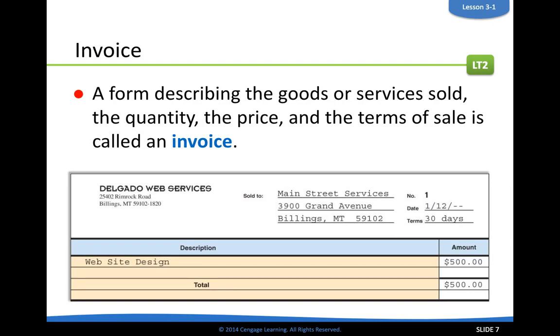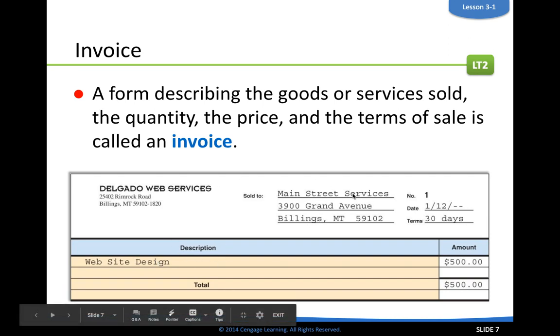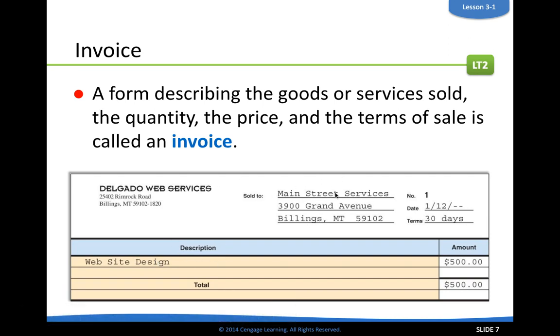You might have an invoice, which means if Delgado Web Services designs a website for Main Street Services, which is a different business, when it comes time to pay, Delgado Web Services is going to prepare an invoice that looks similar to this and send it to Main Street Services. And then Main Street Services will send cash, or it will be recorded on account as Main Street Services owes Delgado Web Services that $500.